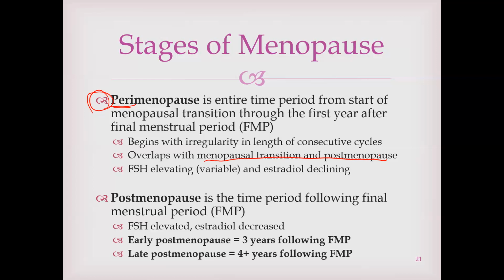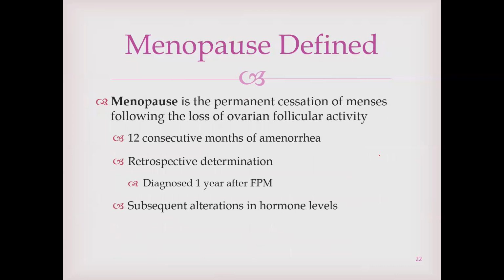Of course, you won't know that it's her final menstrual period until she's had 365 days or 12 months of amenorrhea, and so it's also a diagnosis of retrospect. So menopause is defined as that 12 months of amenorrhea. It's always looking back. 1 year after her final menstrual period, you will diagnose her as menopause. She's no longer perimenopausal, and now she is postmenopausal.